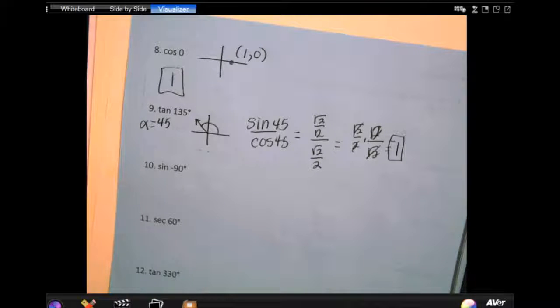Okay, how many of you are understanding this way better now? Okay, it's amazing what quiet and paying attention might do.